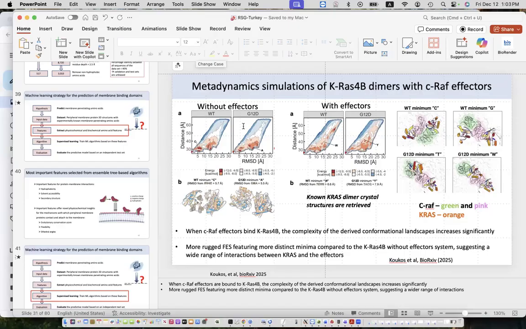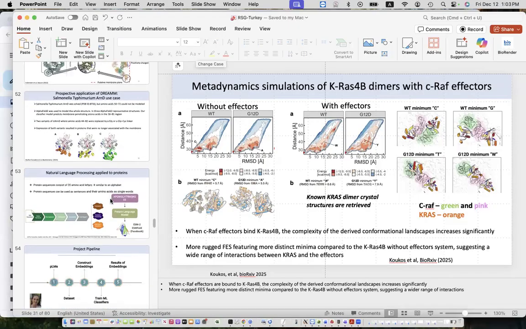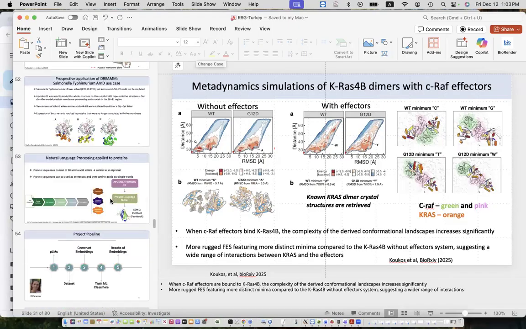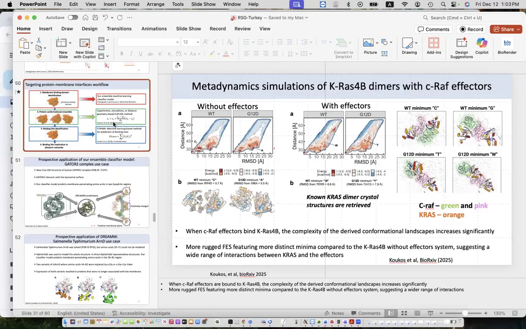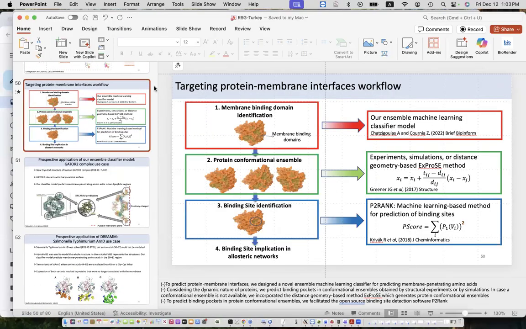Which tools and methods do you use for binding site identification? Here, for the binding site identification within DREAM, we use P2Rank, but routinely we use FPocket. FPocket we found has a very good correlation and predictability with experimental results. So here it's P2Rank, but we use FPocket as well.